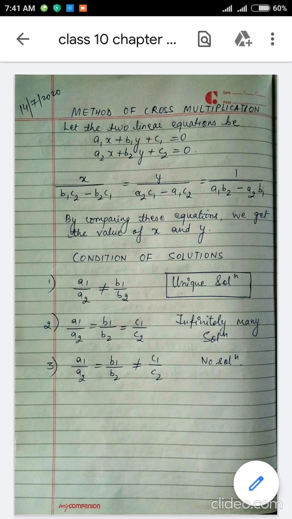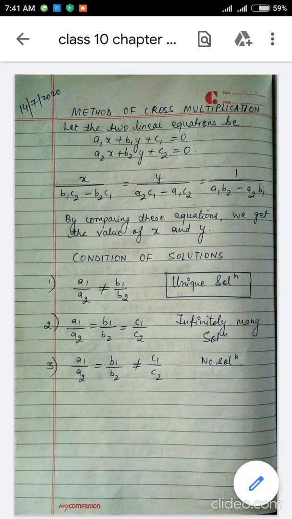How do we do that? First, for the value of x, hide a1x and a2x. Then the remaining values are b1, c1 and b2, c2. By making its relation, we have the value of x. Further, for y, hide b1y and b2y. By doing so, we have a1, c1 and a2, c2. And without x and y is your c1, c2, hide c1, c2. So we have a1, b1 and a2, b2. By comparing these equations, we get the value of x and y.